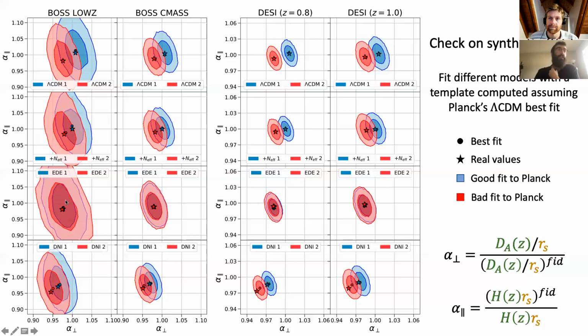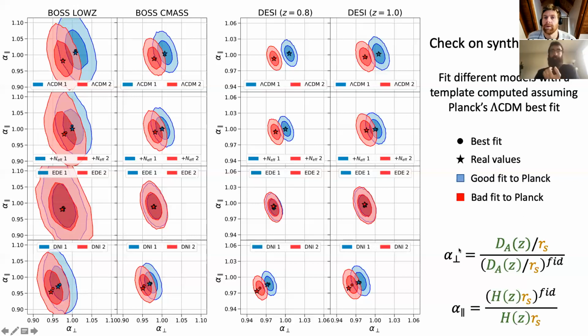And each column corresponds to different surveys. Here are both LOWZ and CMASS that have already finished. And here are two forecasts for DESI for redshift bins of 0.2 width and centers of 0.8 and 1. And I'm showing with a circle the best fit of our analysis, and with a star, the real value that we know this will have.